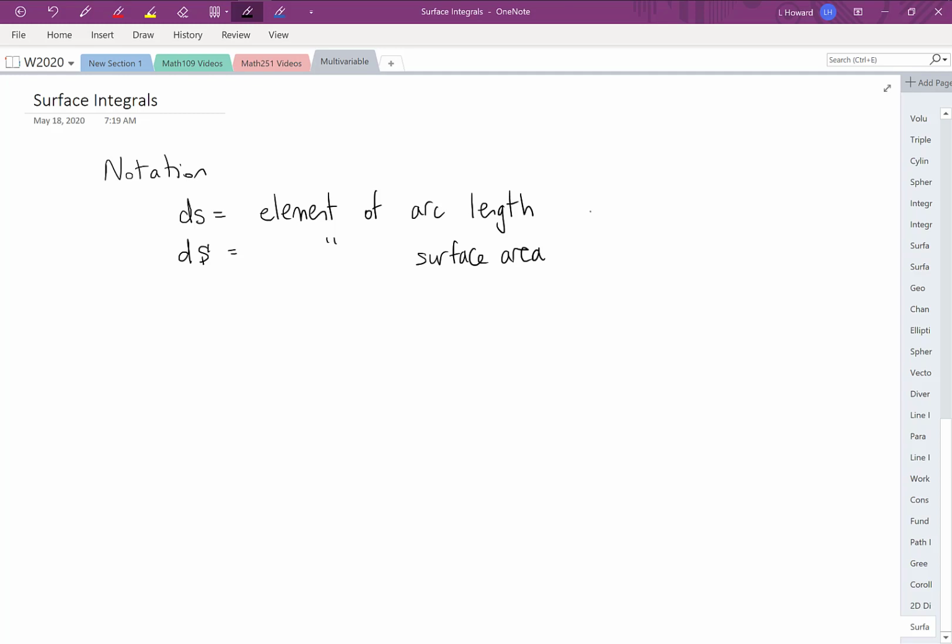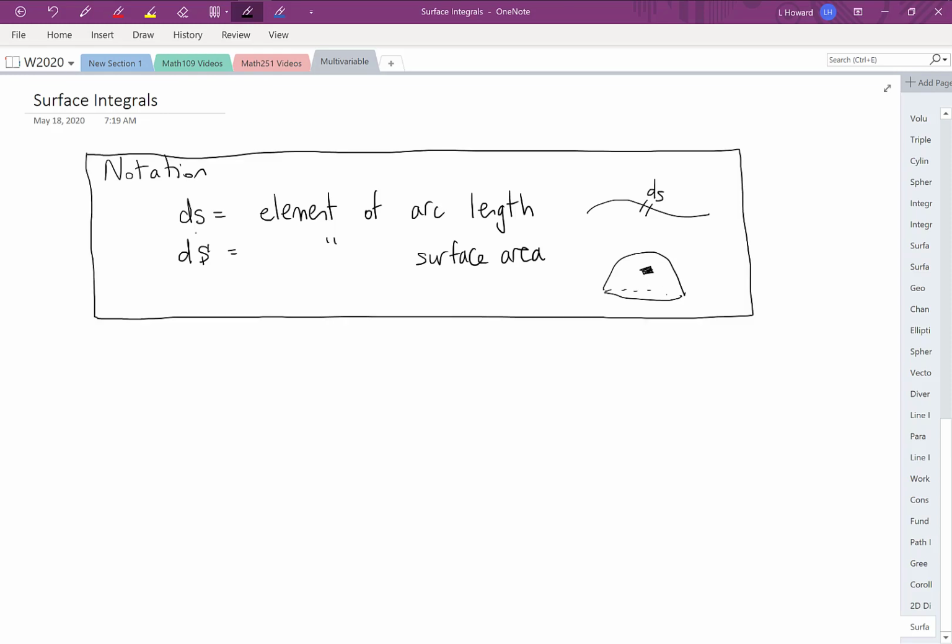So visually what these represent, in the first case, if we've got a curve, ds represents just a tiny bit of length along that curve, so a tiny bit of arc length. Whereas d capital S applies when we've got some sort of surface. Let's say we've got maybe a paraboloid, and our d capital S would represent a tiny little chunk of surface area on that surface.